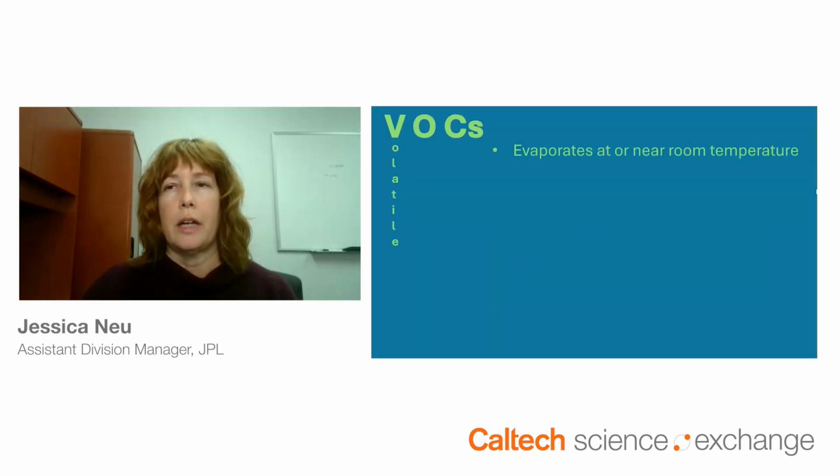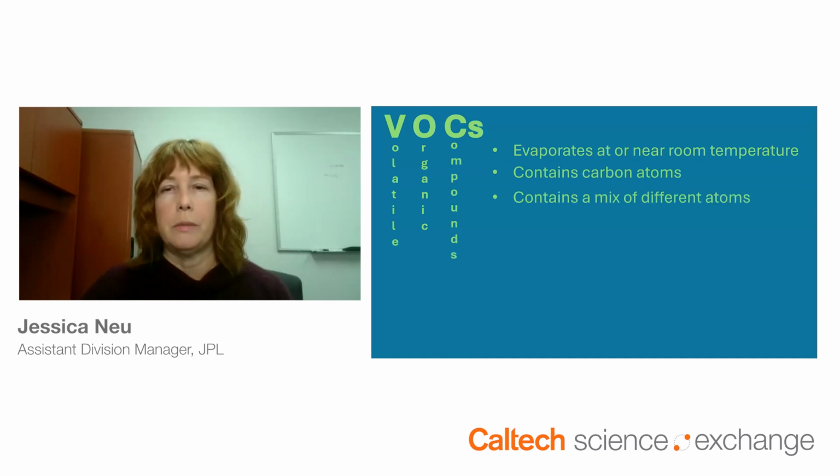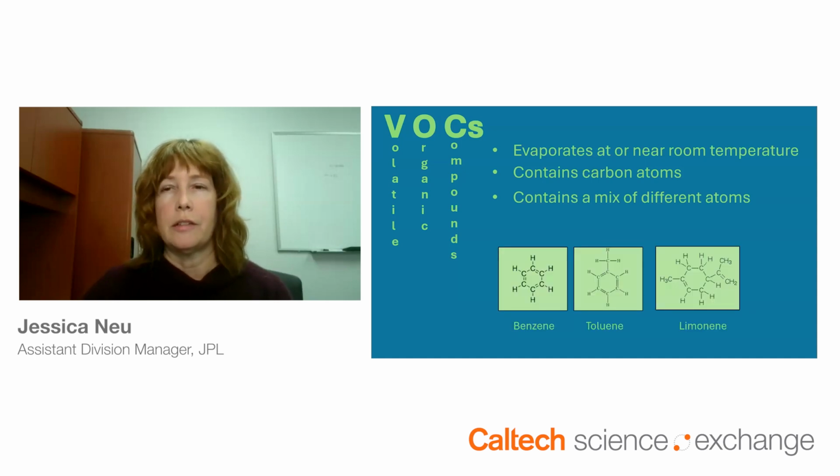Before we start, I need to define a couple of key terms that we'll be using throughout the seminar. So the first term that you'll see is VOCs. The V stands for volatile, and so that just means that they evaporate at or near room temperature. The O stands for organic, which simply means that they contain carbon atoms. And the C stands for compounds, which means that they contain a mix of different types of atoms. So some examples of VOCs are things like benzene, which is found in gasoline, toluene, that's found in paint and paint thinners. And then another example would be limonene, which is found in household cleaners that smell like lemon.